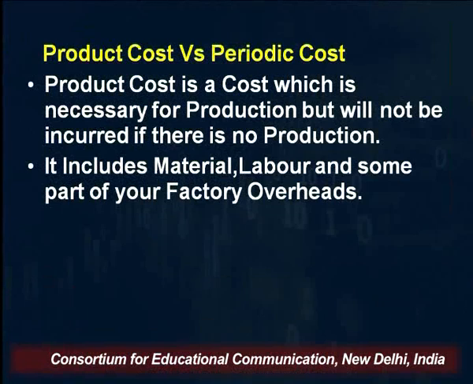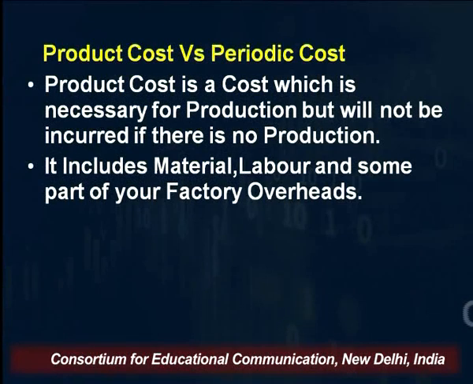We all know it is a cost which is necessary for production, but remember, it will not be incurred if there is no production. If production is zero, cost of production will be zero. If production increases, the cost of production or product cost increases in direct proportion to that production process. So remember, product cost is that cost which you are incurring when your production is on, whereas if I talk about periodic cost, in that case it doesn't happen. Product cost includes what? Cost of material, cost of labor, and some part of your factory overheads.